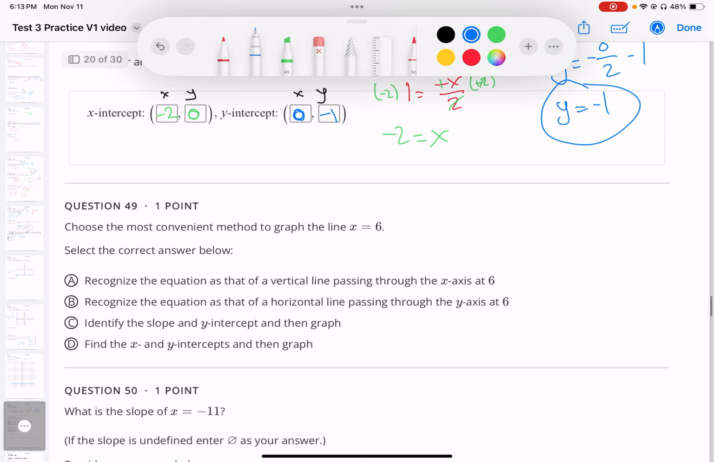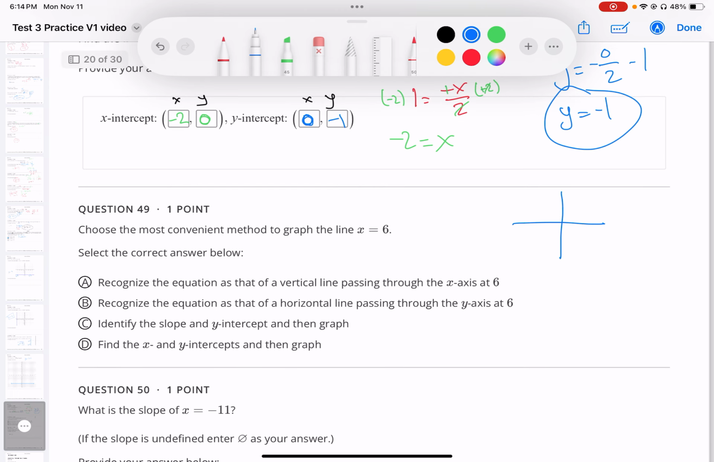Okay. All right, choose the most convenient method to graph x equals 6. So this is one where there's no change, so there's no y. Well, there's a lot of y values, but if I were to just graph this, the graph is going to be over here somewhere. And when we don't have both variables, there's not going to be any slope to it. It's either going to be vertical or horizontal. And because it's x equals 6, I know it's going to be a vertical line. So recognize the equation of a vertical line passing through the x-axis at 6 is going to be our first option there.